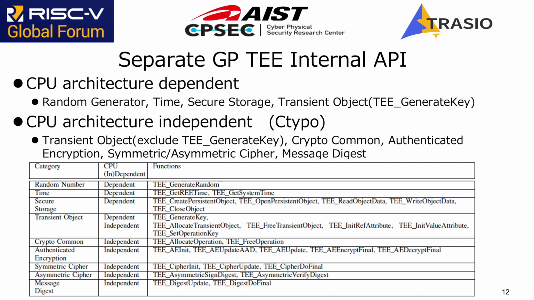We separate the GP TEE internal API into CPU architecture dependent and independent. This table below summarizes the categories and functions. CPU architecture dependent categories are random generator, time, secure storage, and TEE generate key in transient object. The TEE generate key function in transient object needs a random number. On the other hand, CPU architecture independent categories are crypto common, authenticated encryption, symmetric and asymmetric cipher, message digest, and transient object except the TEE generate key function.